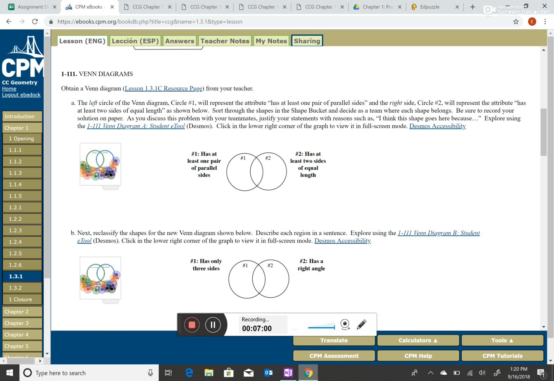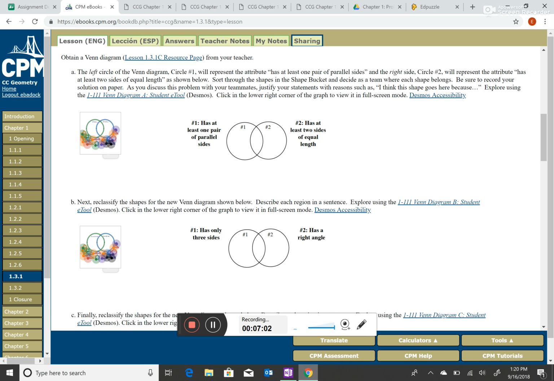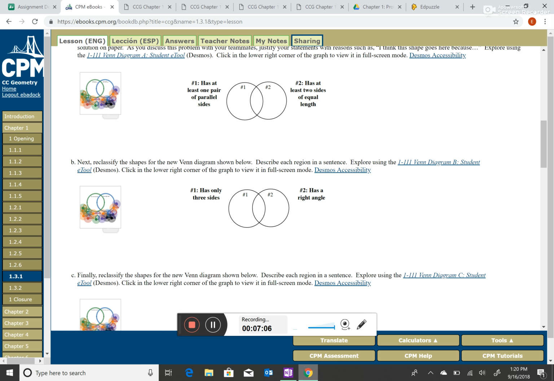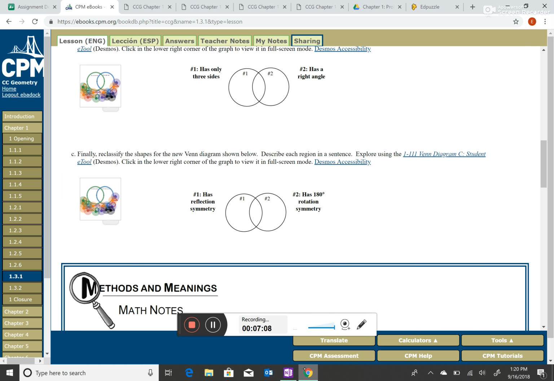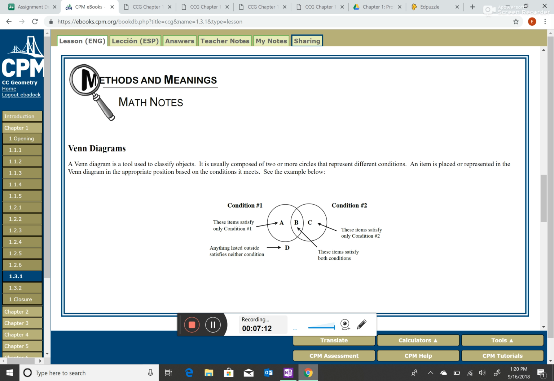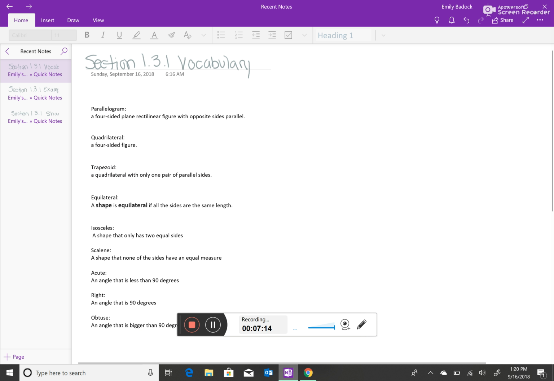All right, so you are going to be working with your shape bucket again to try and fit each of those shapes into the Venn diagram. So that will be that day's lesson. And there's also another refresher in your methods and meaning sections as well. So let's jump back to our shape bucket.